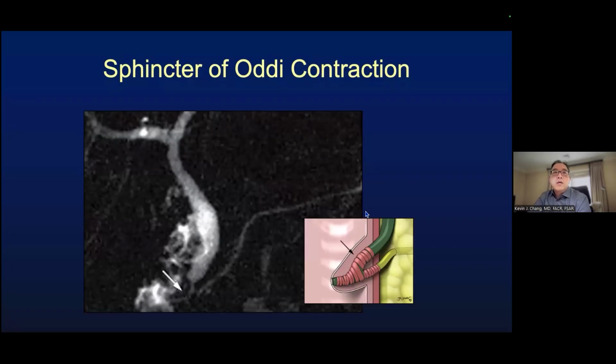This is an example of sphincter of Oddi contraction. You can see there's a focal narrowing here in the distal CBD and an otherwise normal caliber pancreatic duct. And that's just from intermittent contraction of the sphincter of Oddi.